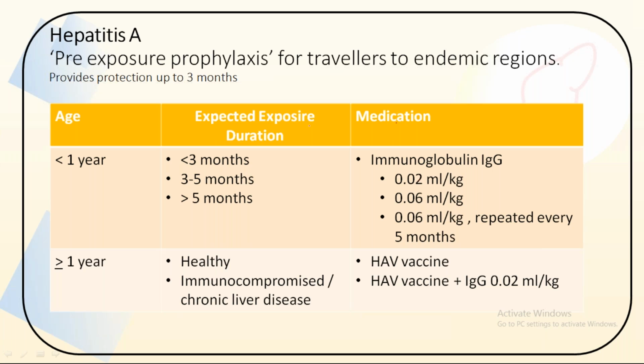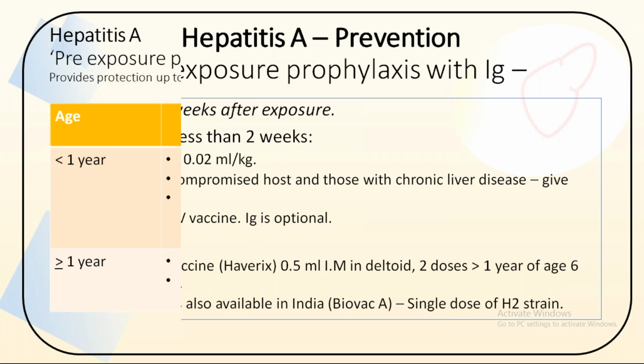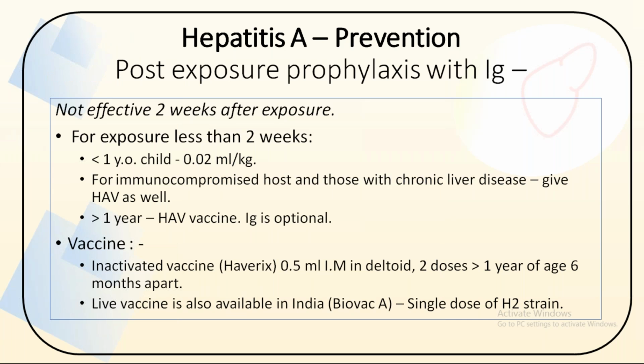Now, hepatitis C can be prevented even after exposure. This is called post-exposure prophylaxis. Again here, you can do passive immunization with immunoglobulin IgG. If the child is less than 1 year, as I told, 0.02 ml per kg intramuscular. For an immunocompromised child or chronic liver disease, along with this, you give the hepatitis C vaccine also.